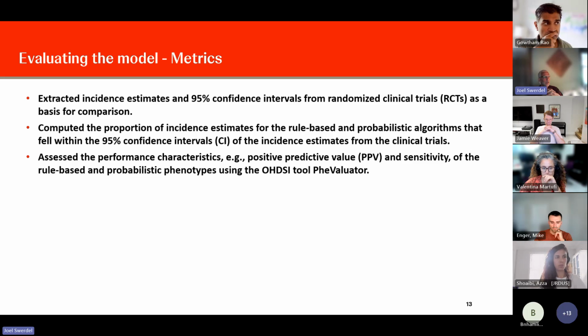From there, we took the incidence estimates from the clinical trials, we computed the incidence estimates from both the rule-based and the probabilistic algorithms, and we tested whether those estimates fell within the 95% confidence intervals of the results from the clinical trials. We also assessed the positive predictive value and the sensitivity for both the rule-based and the probabilistic phenotypes using the pHeValuator tool.